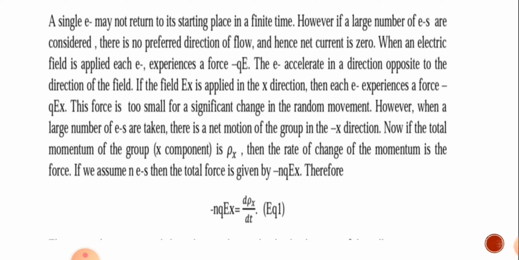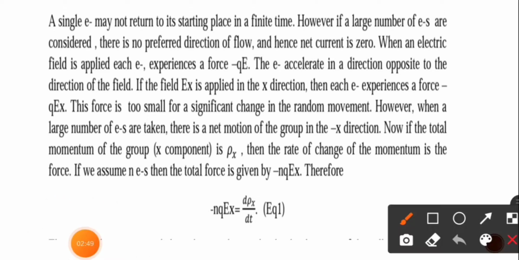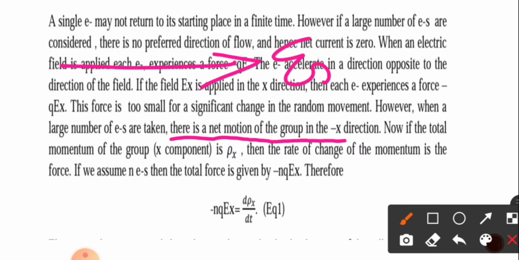This force is too small for a significant change in the random movement. However, when a large number of electrons are taken, there is a net motion of the group in the minus x direction. So, when an electric field is applied in the x direction, for a large number of electrons, there will be a net motion in the minus x direction.